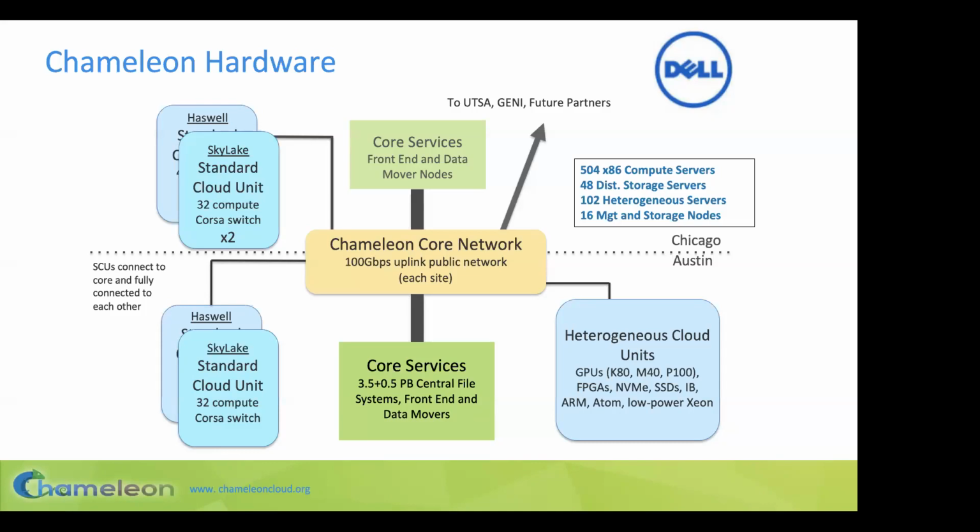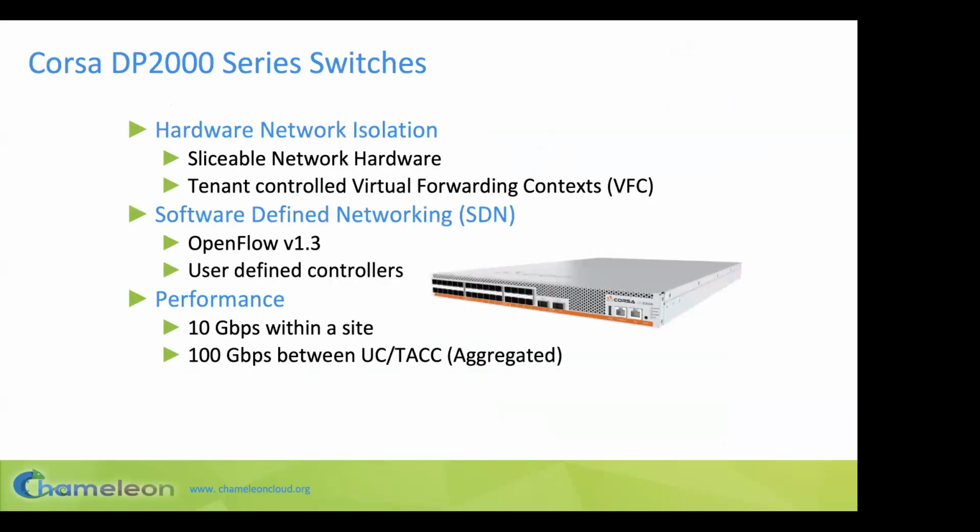So let's talk about OpenFlow. In these particular racks that have Skylake nodes, there are switches made by a company called Corsa, and they're the DP2000 series switches. We have some of the various levels of them for various reasons. But what they allow us to do is they have sliceable network hardware. So what this does basically is these are OpenFlow switches, but they don't behave like normal OpenFlow switches.